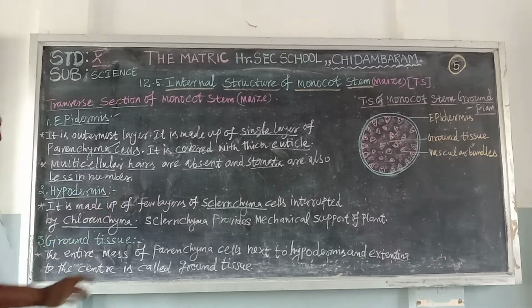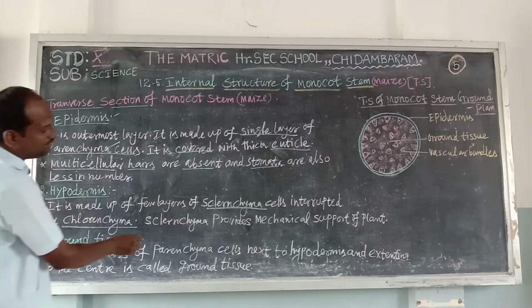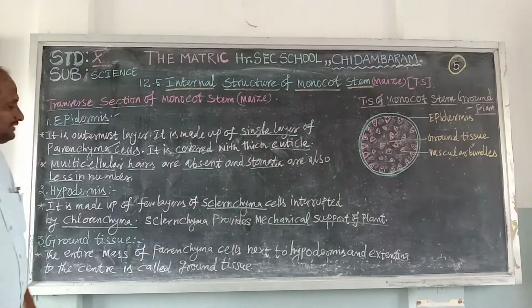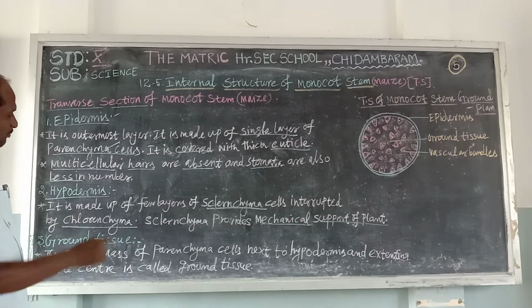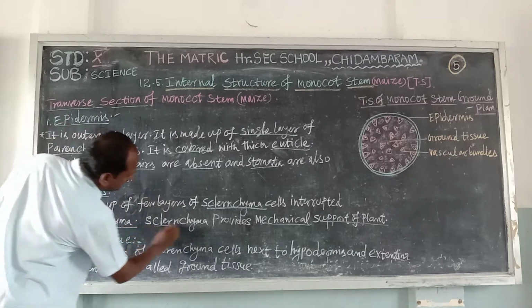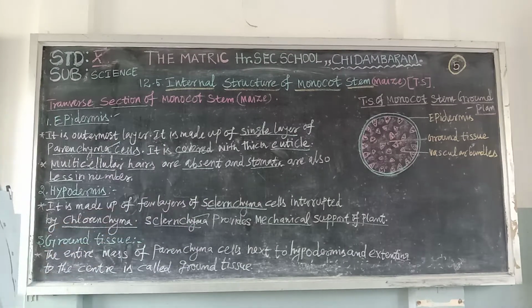The first is sclerenchyma and collenchyma. Sclerenchyma provides mechanical support. In plants, support is very important. In the monocot stem, for example maize, the mechanical support of the stem is the hypodermis. It is made up of sclerenchyma. Sclerenchyma means supporting cells.